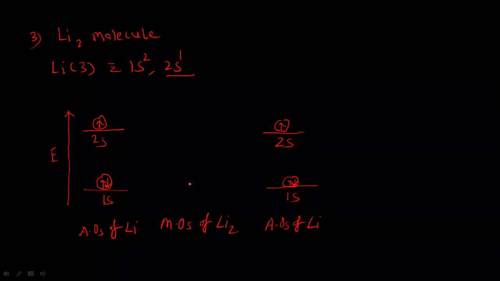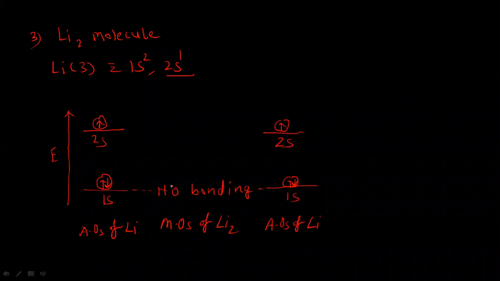As 1s is not part of the valence shell, we just have to write there no bonding. No bonding is there because it does not belong to the valence shell, but we have to represent it in the MO diagram. Next, this is the 2s orbital, it belongs to the valence shell, so it can be involved in bond formation. So the 2s atomic orbital overlaps with the 2s atomic orbital.